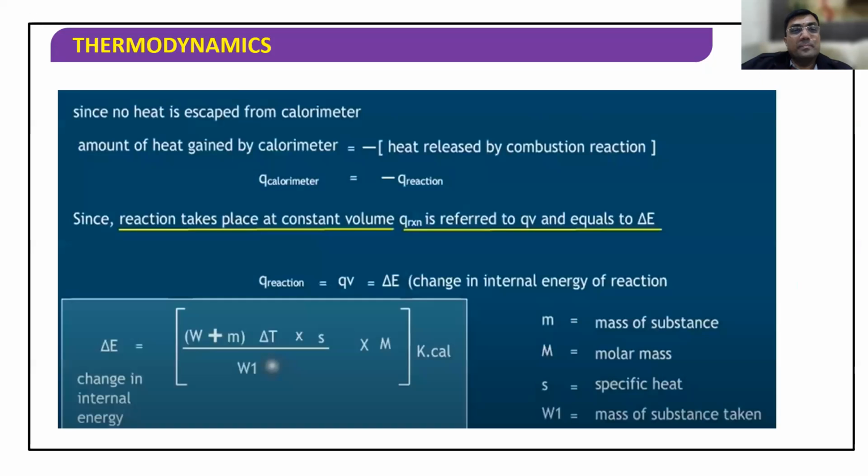Fine. Now, this is a simple formula. Can you see, Q by weight by molecular weight? You agree or not? This is in one step, because whatever heat is released by the reaction is absorbed by the calorimeter. So Q calorimeter is equal to minus Q reaction. So Q reaction is nothing but change in internal energy.